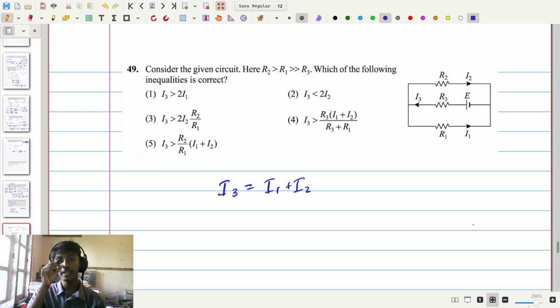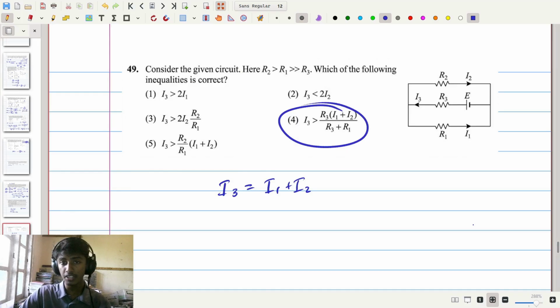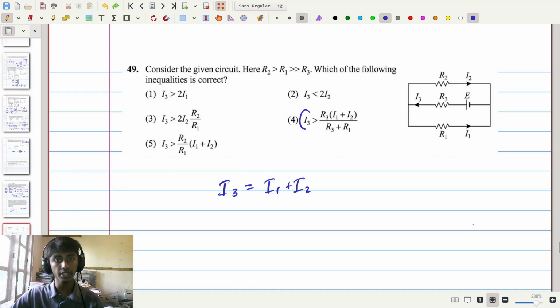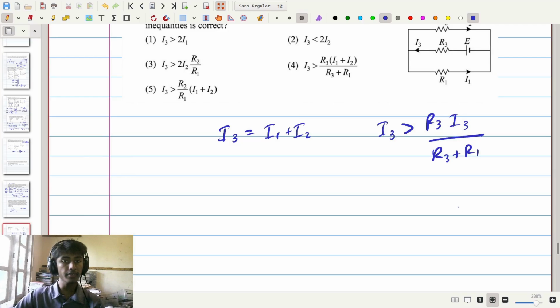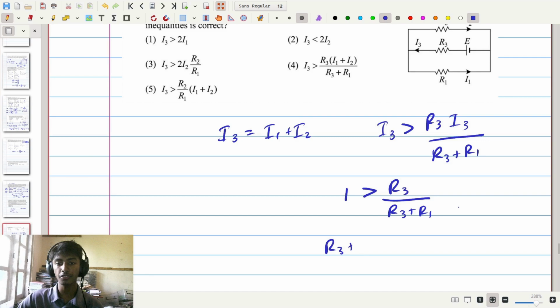Now after that, in order to find the answer, it's just going to be trial and error, looking at the answers. If I consider answer number 4, we can see we have I3 being greater than R3 times I1 plus I2, which is equal to I3 divided by R3 plus R1. Now if we divide both sides by I3, we get 1 being greater than R3 divided by R3 plus R1, which turns into R3 plus R1 being greater than R3.